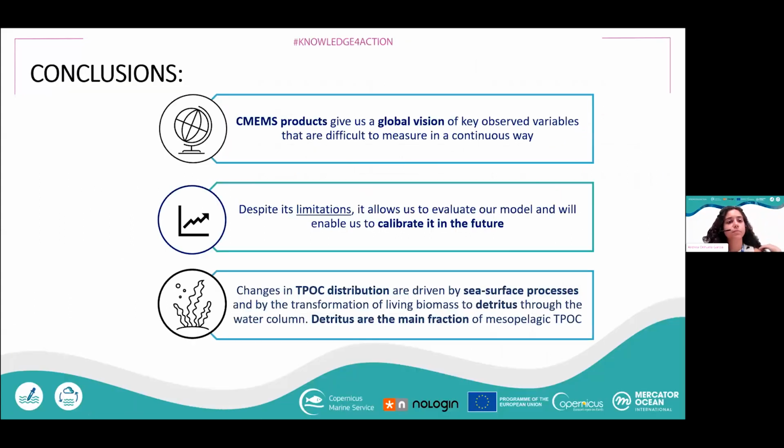So in that way, we conclude that Copernicus Marine products give us a global vision of key observed variables that are difficult to measure in a continuous way, that despite its limitations, it allows us to evaluate our model, and it enables us to calibrate it in the future, like for example, changing again the different parameters. And also we confirm that changes in the total POC distribution are driven by the sea surface processes and the transformation of living biomass to detritus through the whole water column, and also that these detritus are the main fraction of the mesopelagic total POC.